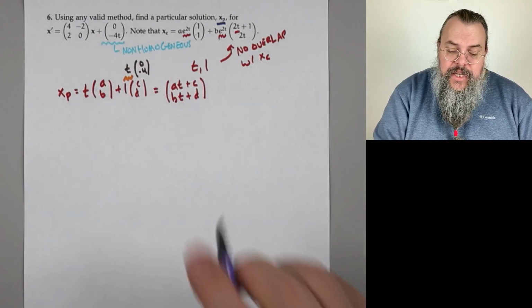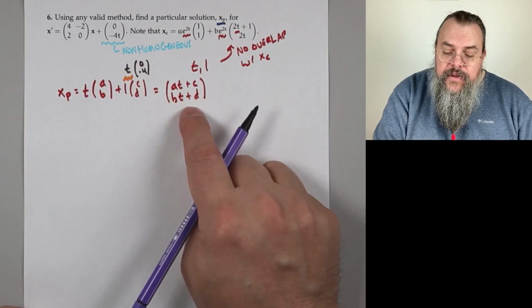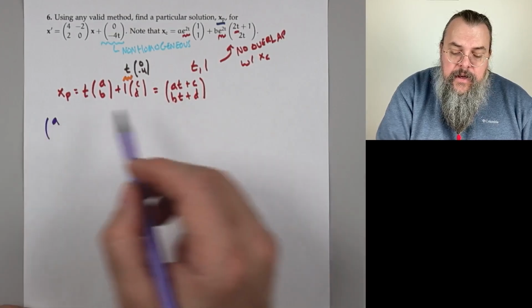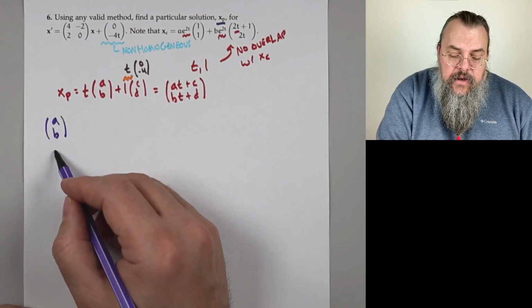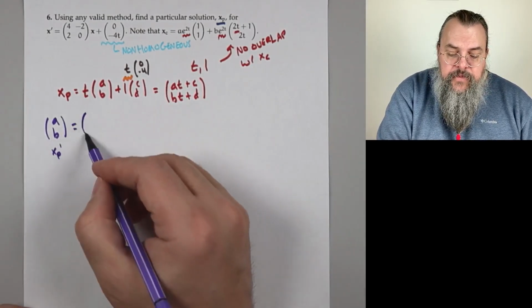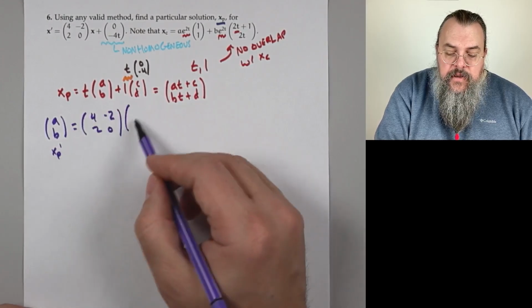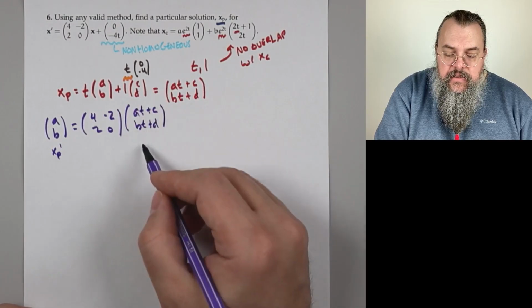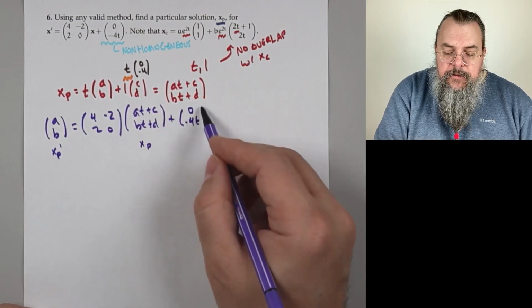So, start by taking the derivative. That means take the derivative of both entries. The derivative of at plus c is a. The derivative of bt plus d is b. So this is our xp prime. That's going to equal [4, -2; 2, 0] times our [at + c; bt + d], and again this is our xp, plus [0; -4t].